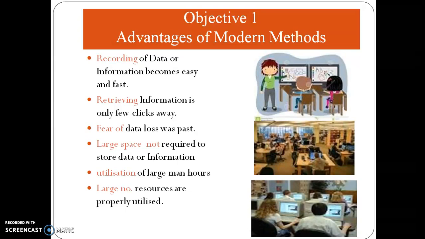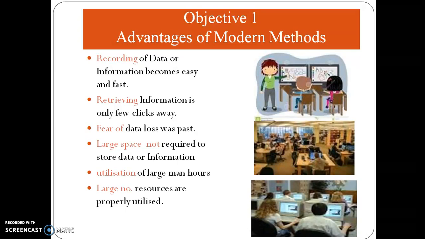There is less fear of loss of data, and we don't even require large space to store information. The utilization of man hours is also very good. It means one man can do the work of 10 men. And a large number of resources are properly utilized. So these are some advantages of modern methods, or in other words, the advantages of use of computer systems.